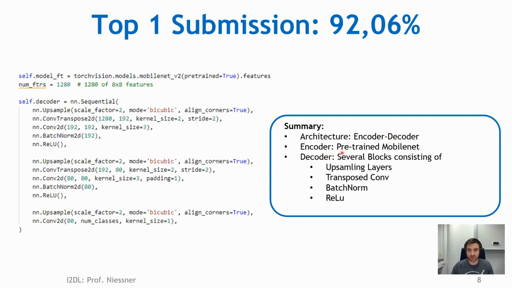The encoder is pre-trained with a MobileNet, and the decoder is pretty simple with upsample layers, transpose convolution, batch norm, and ReLU. So nothing too fancy, but it still seems to work quite well.